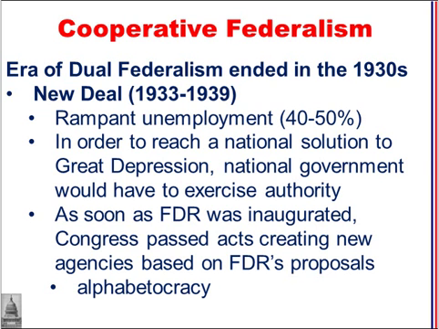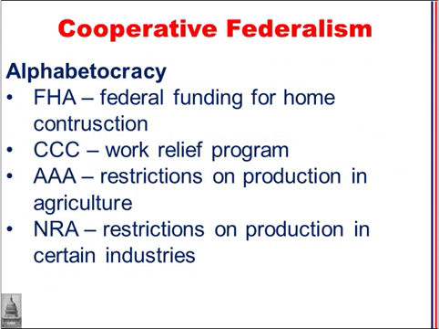So in order to reach a national solution to the Great Depression, the national government would have to exercise tremendous authority. As soon as FDR was inaugurated, Congress passed a series of acts creating new agencies and programs proposed by the president. This has been deemed an alphabetocracy, a rule by the alphabet. Here are some examples. You've got the FHA, the Federal Housing Administration, which provided federal funding for new home construction. The Civilian Conservation Corps, the CCC, which was a work relief program. The Agricultural Adjustment Act imposed restrictions on production in agriculture. The National Recovery Act imposed restrictions on production in certain industries.